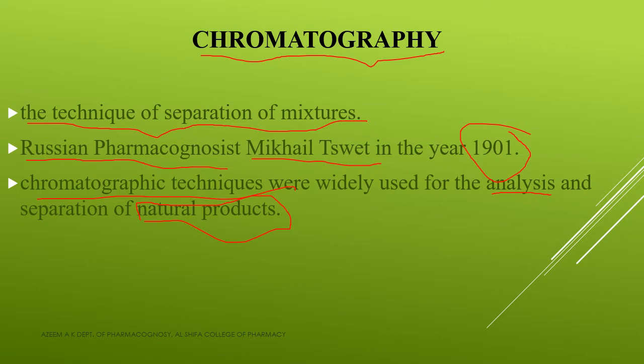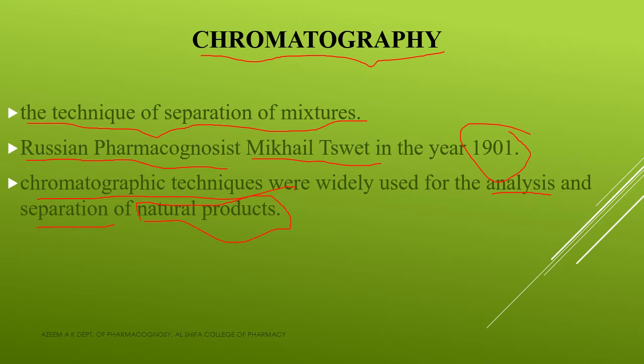So I already told you that plants are biochemical laboratories. A lot of chemical constituents are present there. So from those constituents, first we are extracting, and this extract will have a lot of chemical constituents. And from this, if you want to separate one particular type of component, then you have to go for this chromatographic technique. That is what is called separation here. So chromatographic techniques were widely used for the analysis as well as separation of natural products.